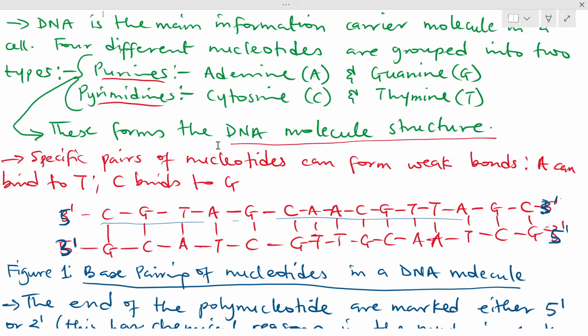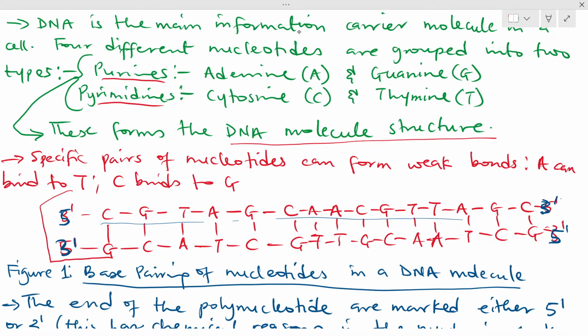And right here we now see the specific base pairing of these nucleotides, the purines and pyrimidines, which include adenine, guanine, cytosine, and thymine, where cytosine always base pairs with guanine, and thymine always base pairs with adenine. Now, the base pairing of nucleotides in a DNA molecule is what you see in this structure right here, that begins from the 5 prime to the 3 prime end.